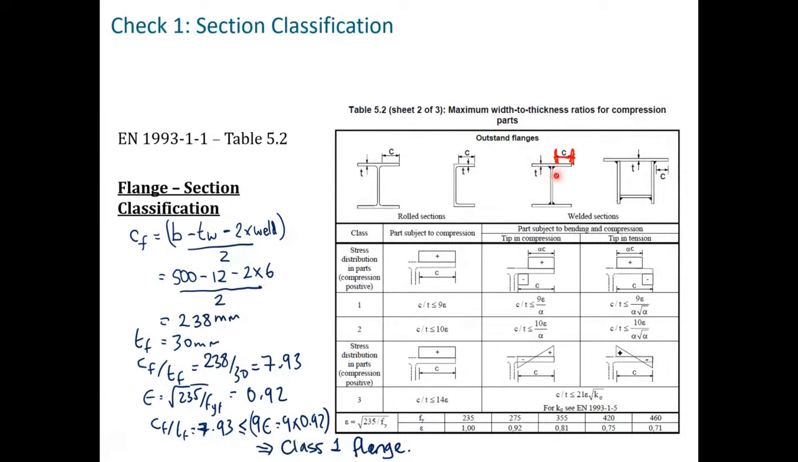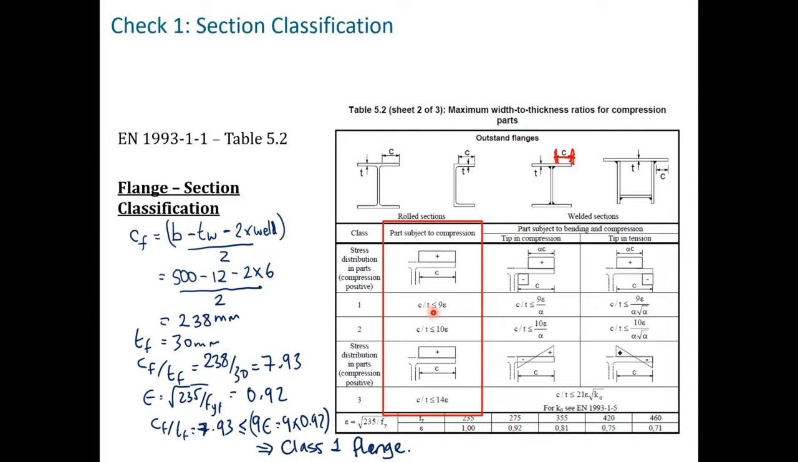We then do the same thing for the flange. So again, this is a built-up section here. The unstiffened length of the flange, c here, which is from the outside of the weld to the very extreme of the flange. So that distance cf is going to be the width of the flange minus the thickness of the web minus twice the weld, all divided by 2. When you put that in, we get 238 millimeters. Thickness of the flange is 30 millimeters. So that ratio of the unstiffened length of the flange divided by the thickness of the flange is going to give us 7.93. And then we look at the part of the table subject to compression.